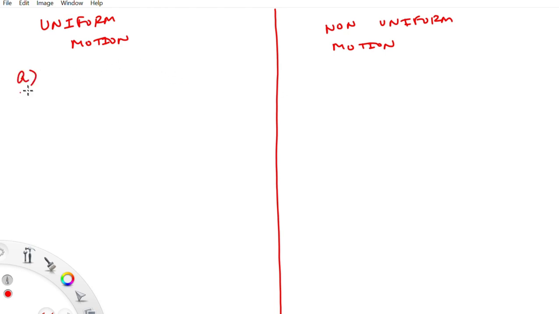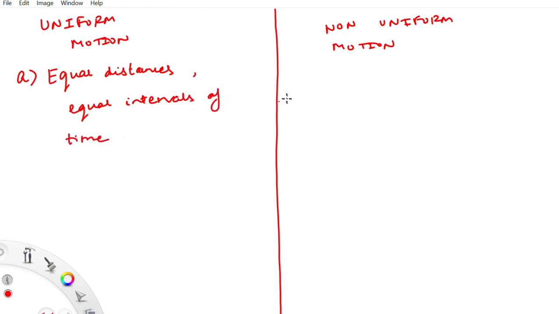So an object is basically said to undergo uniform motion when it covers equal distances in equal intervals of time. So equal distances, equal intervals of time.